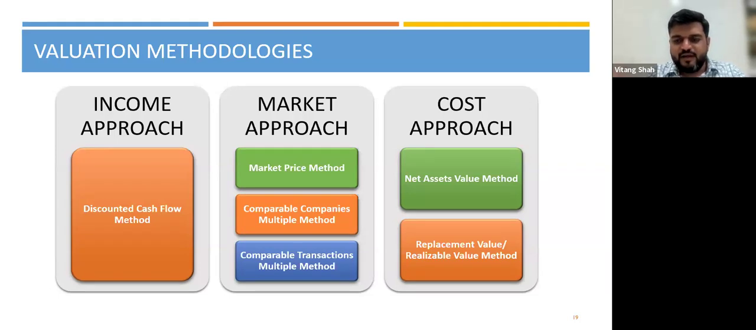The other approach is the replacement value or the realizable value method, wherein, if one was to replace or recreate that asset in today's terms, what should be the price or the cost which one would have to incur to arrive at that same facility which is created? Obviously, subject to certain depreciation, because the facility would have been used for a number of years. So in its current position, what should be the cost which one would have had to incur?